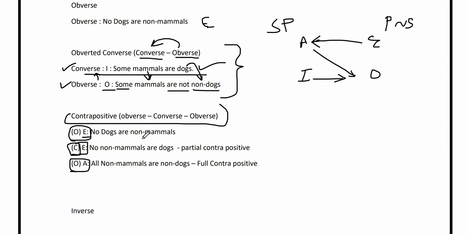If we do it only once, for example, obverse and converse. In the previous one, obverted converse, we started with converse and then went to obverse. But in contrapositive, we start with obverse and then go to converse for partial. But for full, we have to go to obverse once again to do a complete contrapositive. Now there is a diagram which I would follow for contrapositive and inverse both.